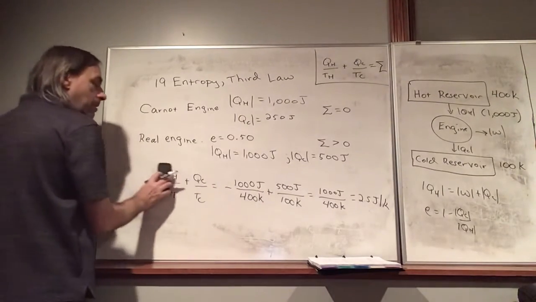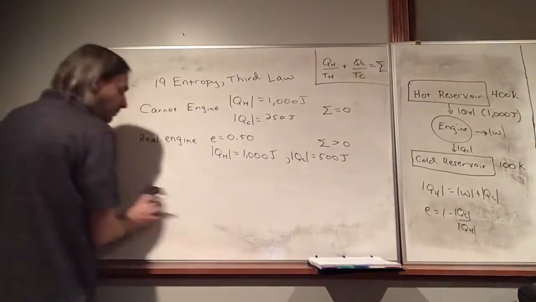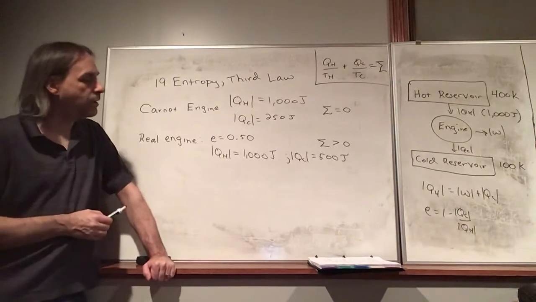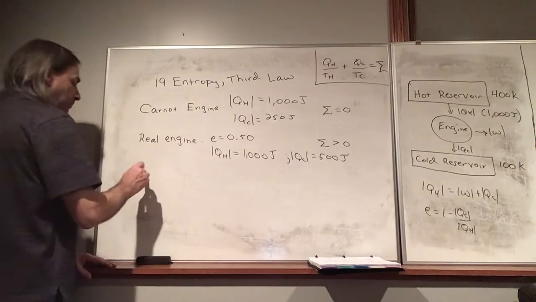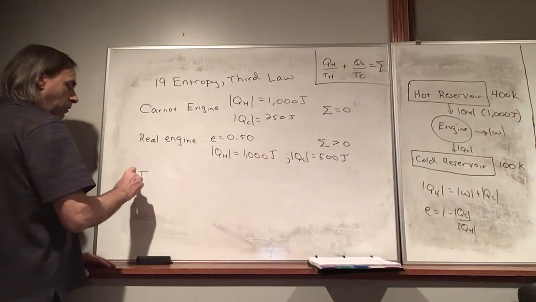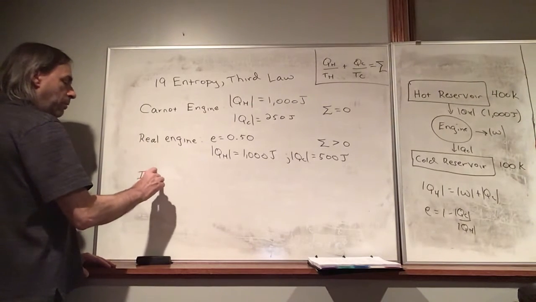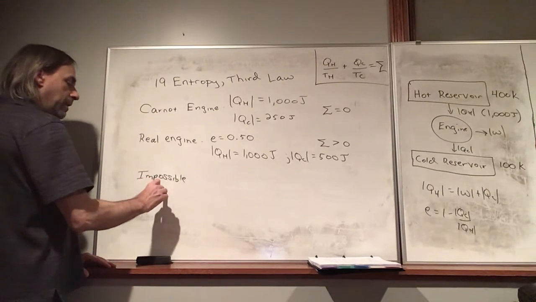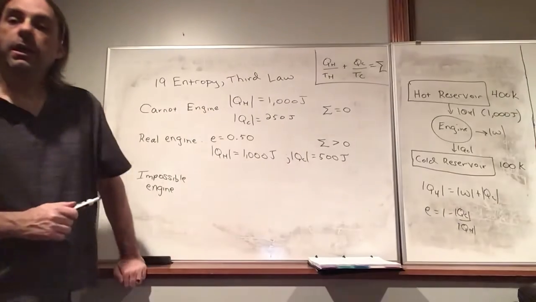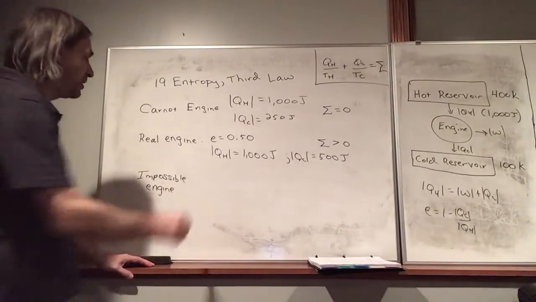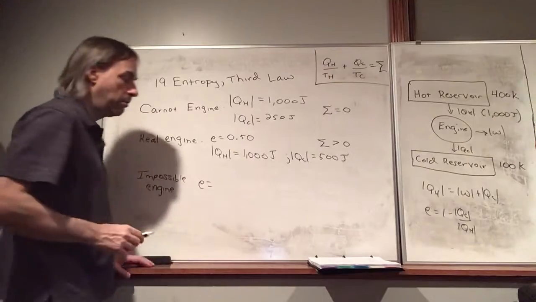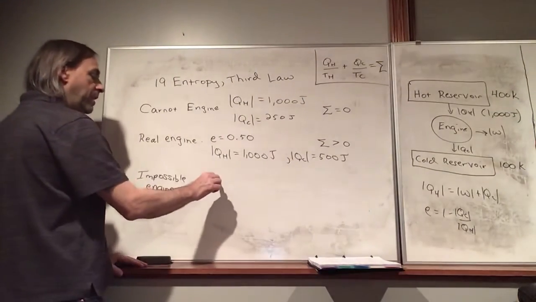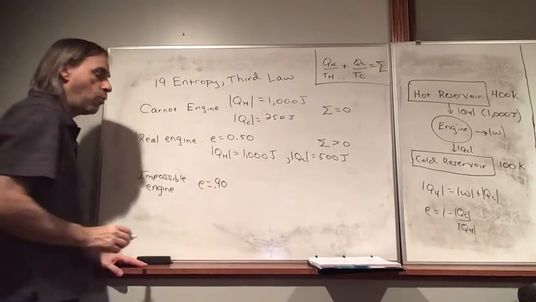Now, let's consider an imaginary engine. Let's say we have a fake engine? Let's call it imaginary. Or an impossible engine. Yeah, let's go with impossible. And the reason why this is an impossible engine is we're going to say that this engine has an efficiency greater than a Carnot engine. I think I use 90%. Yeah. So let's say the efficiency is 90%, or 0.90.